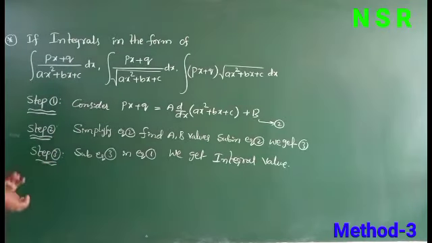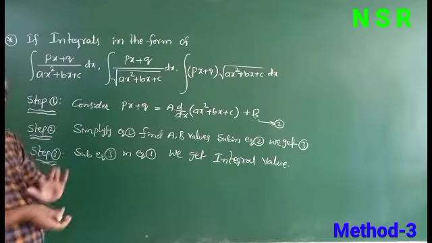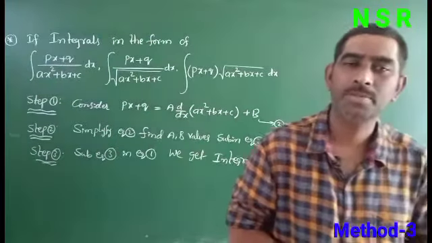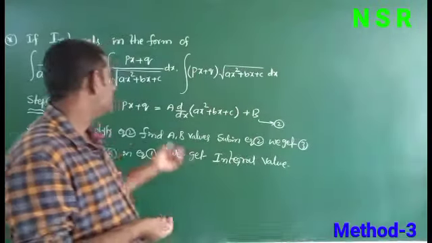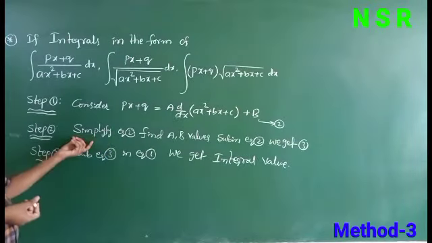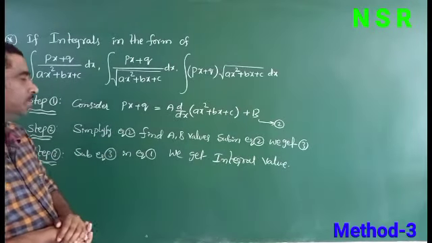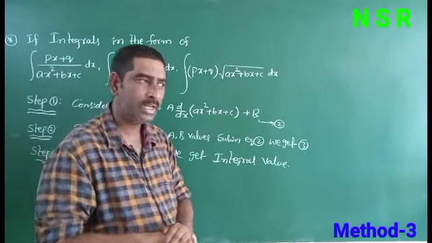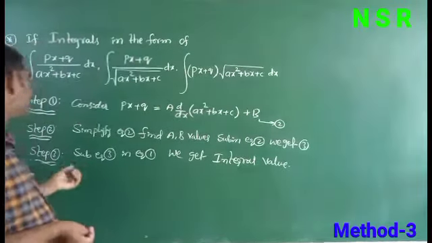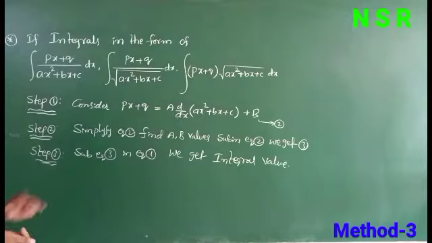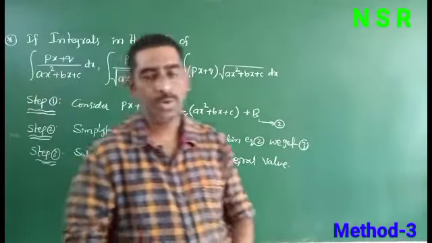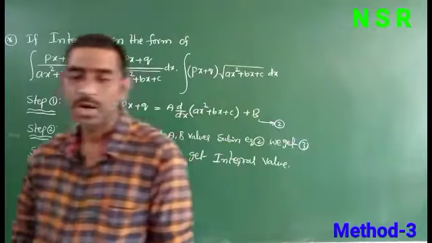So we follow the steps. The first step is px + q = a · d/dx (ax² + bx + c) + b. After simplifying equation 2, find the a, b values. After getting a and b, substitute in equation 2 and we get equation 3. Next, third step, substitute equation 3 in equation 1, and we get the integral value. So this is about the third method.